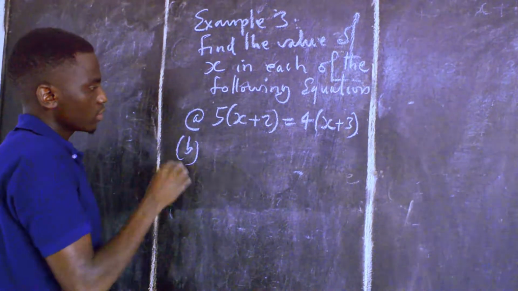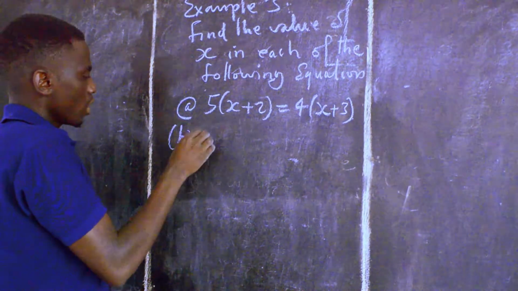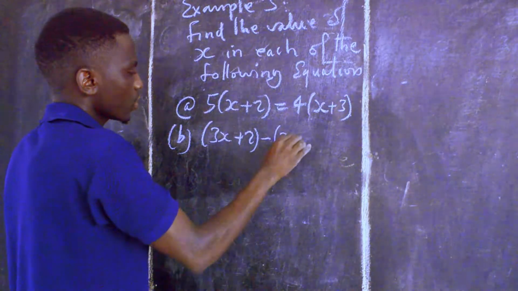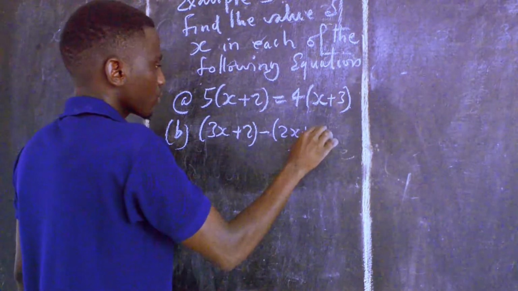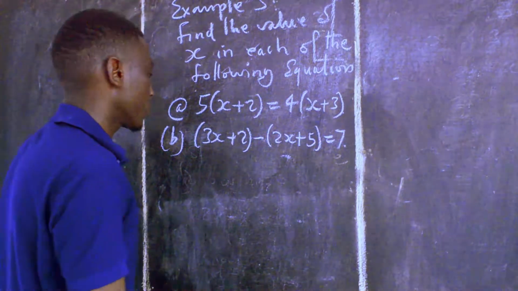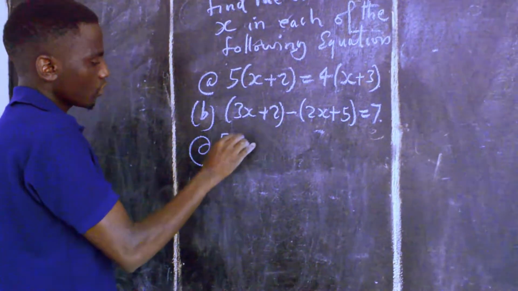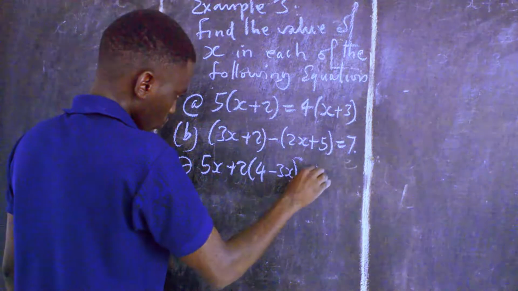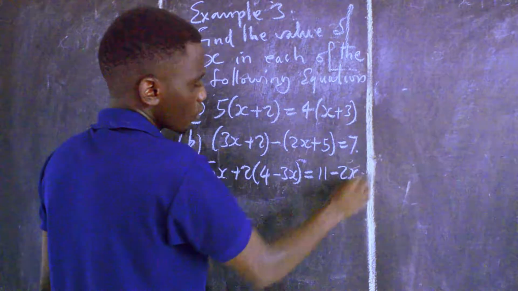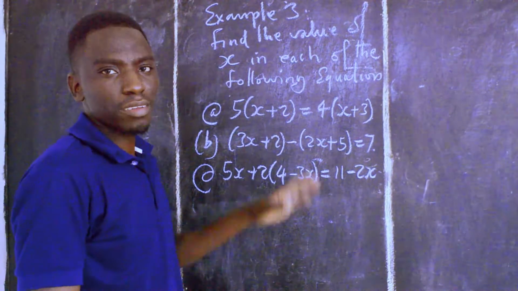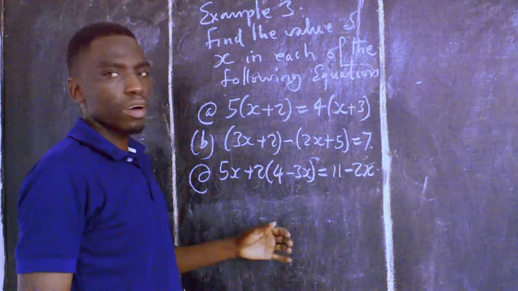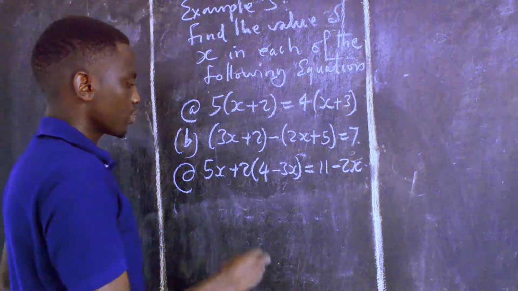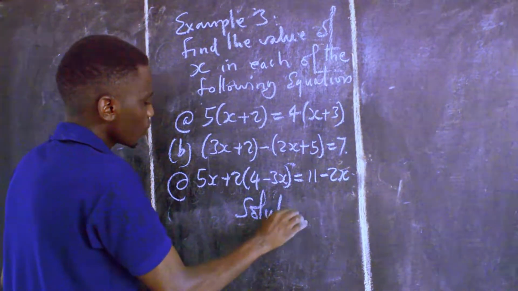But also you have this equation. Let's say we have 3x plus 2 minus bracket 2x plus 5 is equal to 7. But C, we have 5x plus 2 bracket 4 minus 3x is equal to 11 minus 2x. So we have this kind of question here. We have to find the value of x in the following equations that involve brackets. So, solution here.